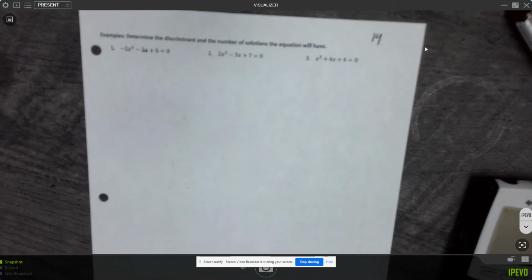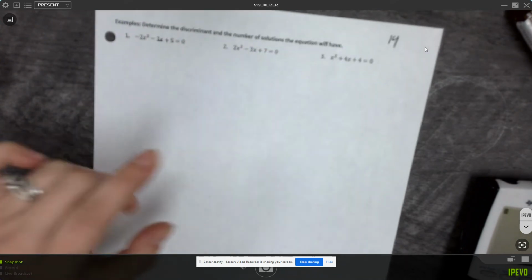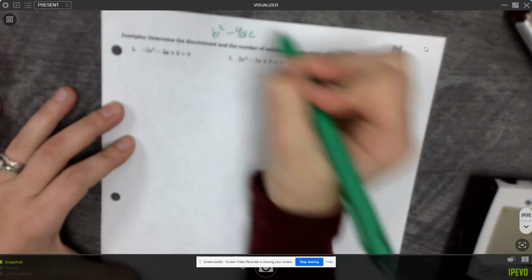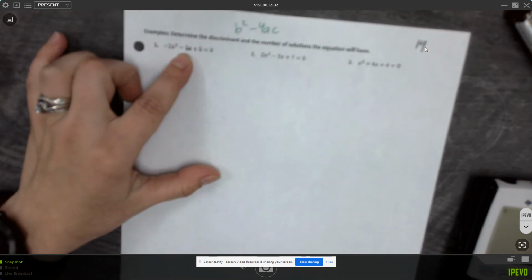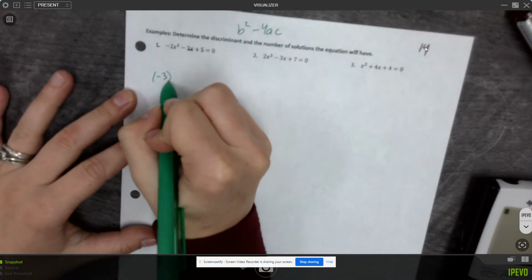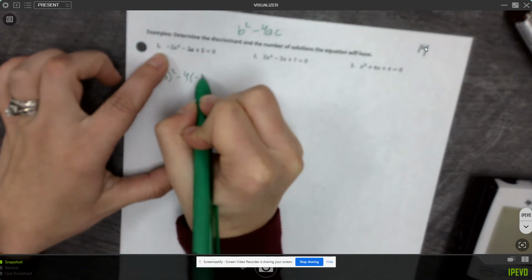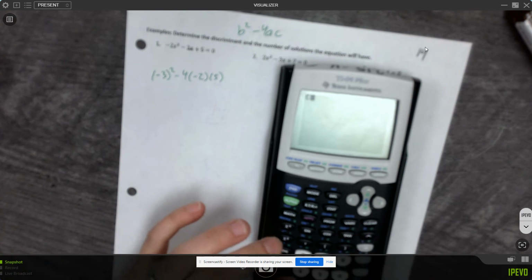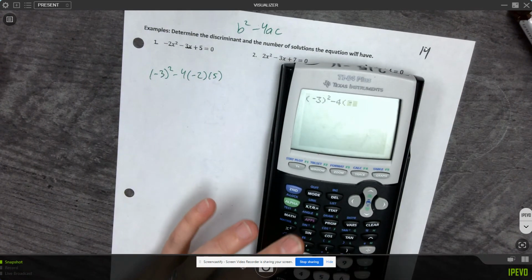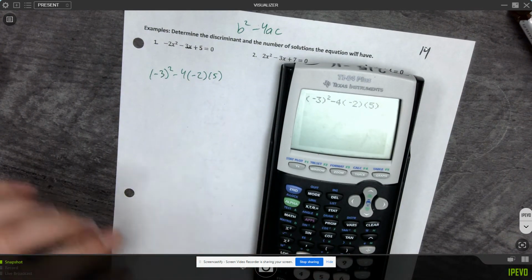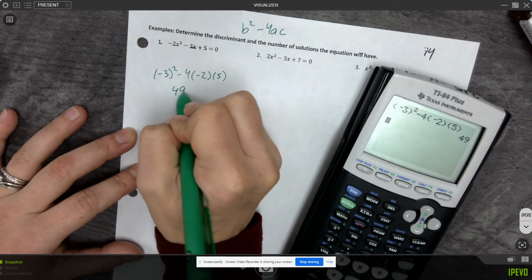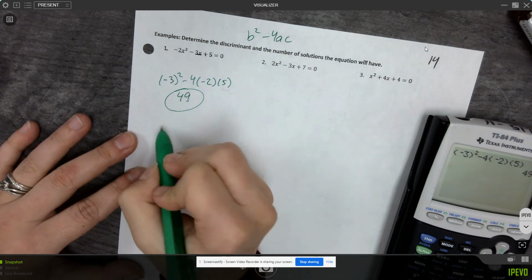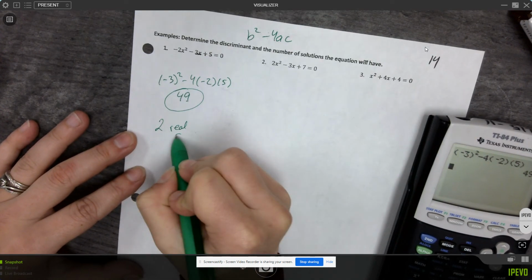So, find the discriminant, determine the number of solutions. b squared minus 4ac is all we need to do. b is negative 3, so negative 3 squared minus 4 times negative 2 times 5 is 49. There's your discriminant, which means since it's positive, 2 real solutions.